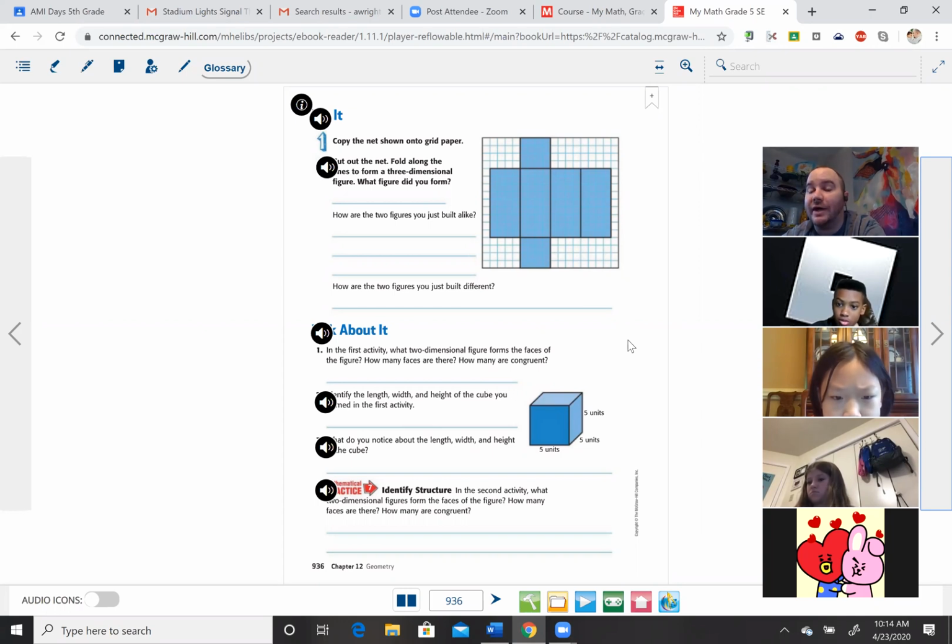What's the length, width, and height? You don't have to multiply them together. Catherine, how tall is it? It's 5 units tall. How wide is it? 5 units. What's the length of it? 5. So it's 5 units, 5 units, and 5 units. Okay, yeah, that's all it is. You didn't have to multiply, you didn't have to add, you didn't have to do anything like that.